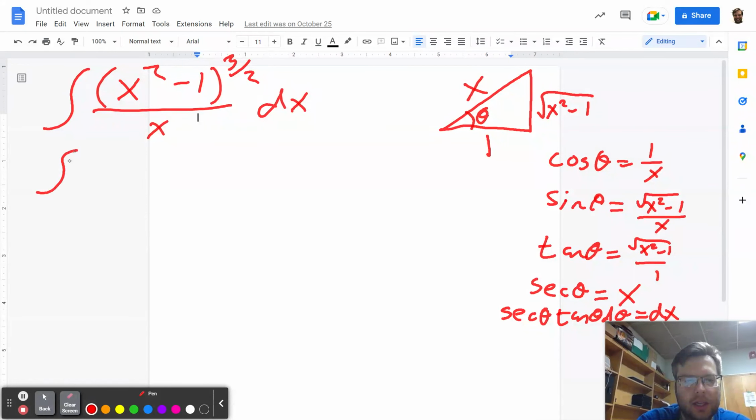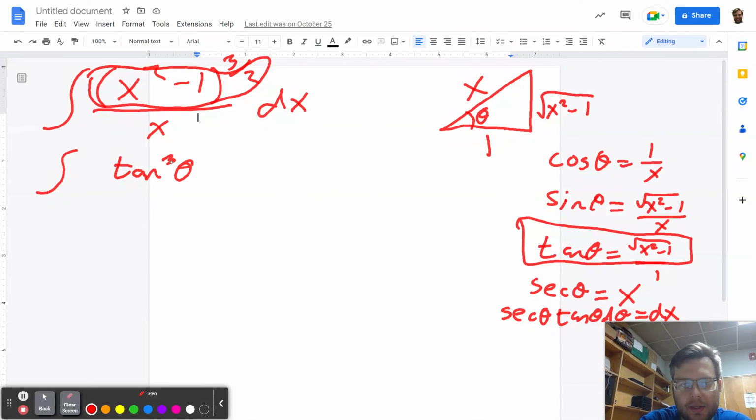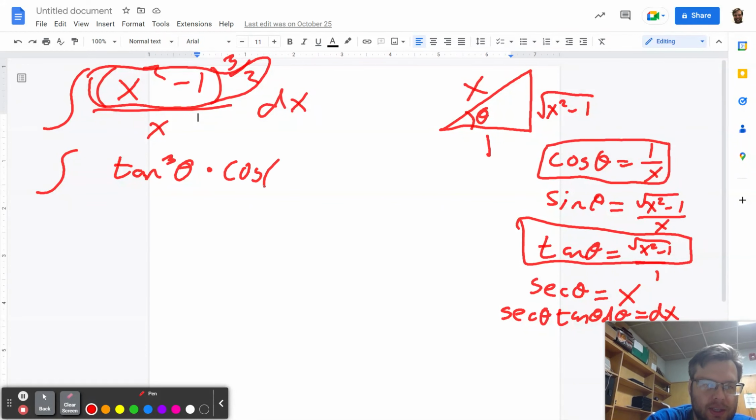So now let's do our substitution. Tangent is equal to the square root of x squared minus 1, and here I see the square root of x squared minus 1 to the third power. So the numerator can be replaced with tangent to the third power of theta. The denominator can be replaced with secant, or I can recognize that cosine is 1 over x. So I can multiply this by cosine of theta to take care of the 1 over x. The last thing is that dx is equal to secant theta tan theta d theta. Okay.